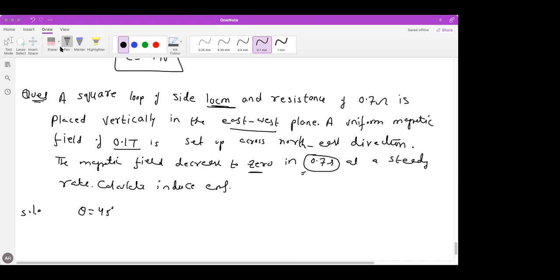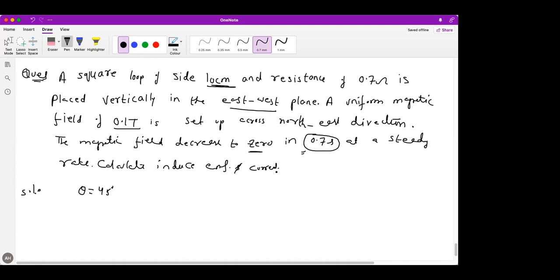Sir, does this resistance have any use in this question? Yeah, for current. Resistance you will use to calculate current. Yes, sir, but now we just need EMF, right? So no use. Yeah, basically in question we're also asking to calculate current. No, I didn't mention current, just EMF. While measuring EMF, resistance is of no use, but when you are calculating current, then you will need resistance.